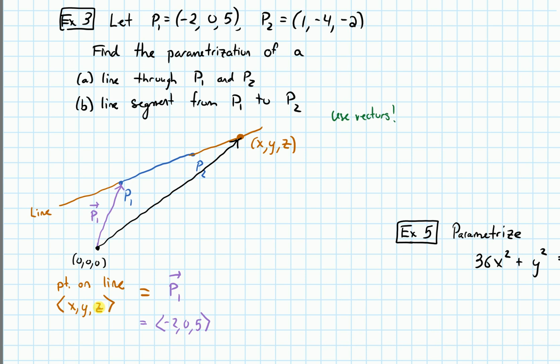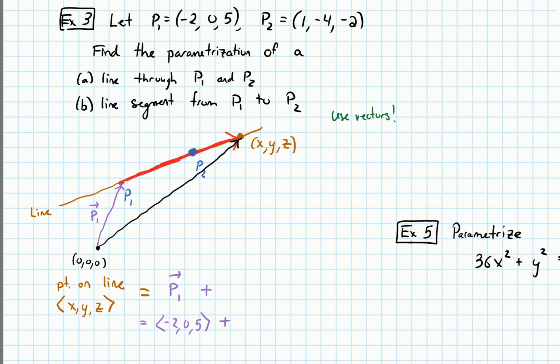Okay, but there's a little bit more, because x, y, z is not the same thing as the vector P1. It's P1 plus something. I need to add a vector to P1 to reach x, y, z. I'm going to need to add a vector that starts where P1 is and ends where x, y, z is. So I need a way to determine what that vector is.